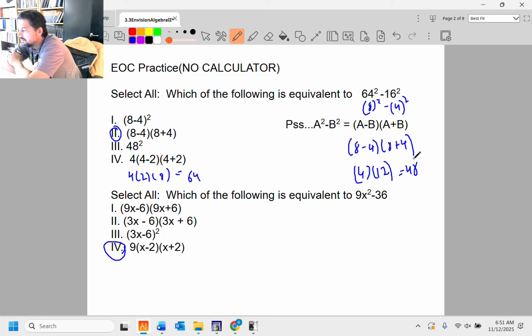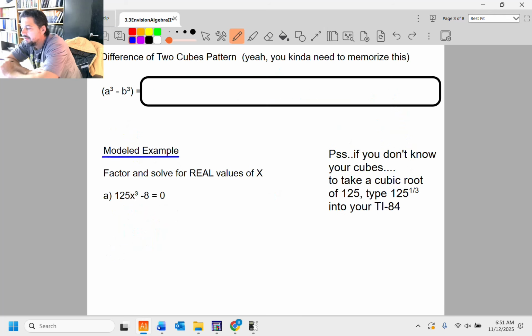I don't know why it's a select all, but of course there's some things here that kids would pick. Like kids would pick 3 because it turns out 64 minus 16 is 48. And kids murder the difference of two squares idea, and they choose things like choice 1.